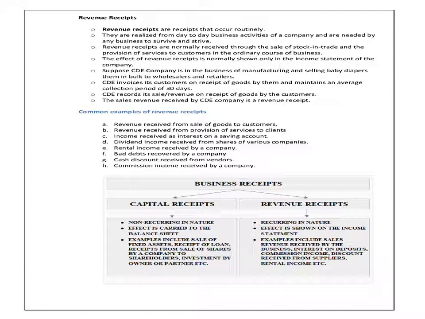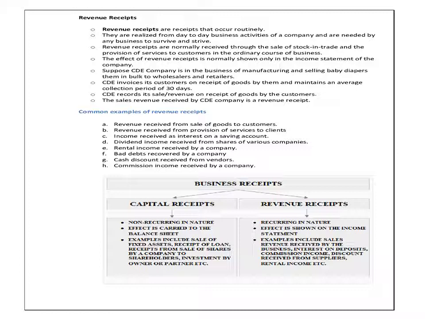Rental income. We have a house, we give it for rent to some other person, we are receiving rent on a monthly basis, so that rental income is a revenue receipt. Cash discounts received from vendors. We are buying material from our supplier, and we are receiving cash discounts; this cash discount is also a revenue receipt. Commission income received by a company, even commission received is a revenue receipt.